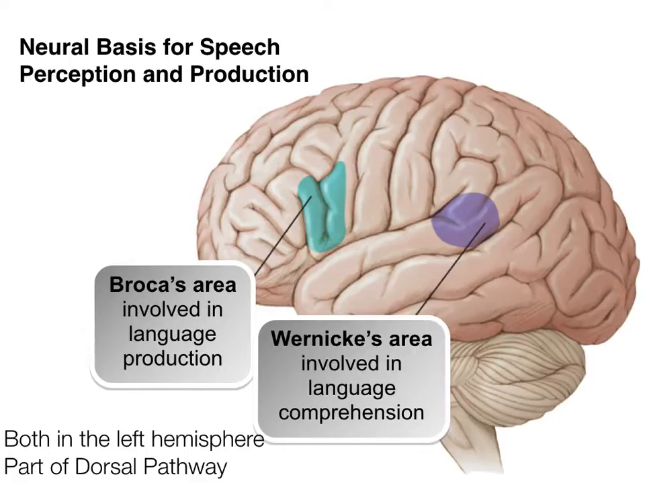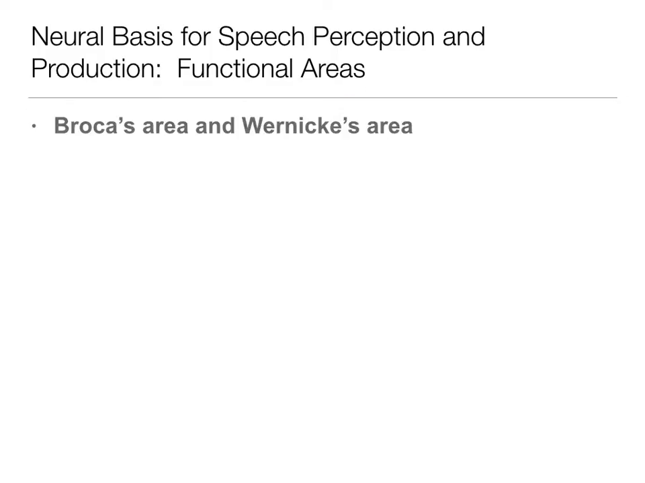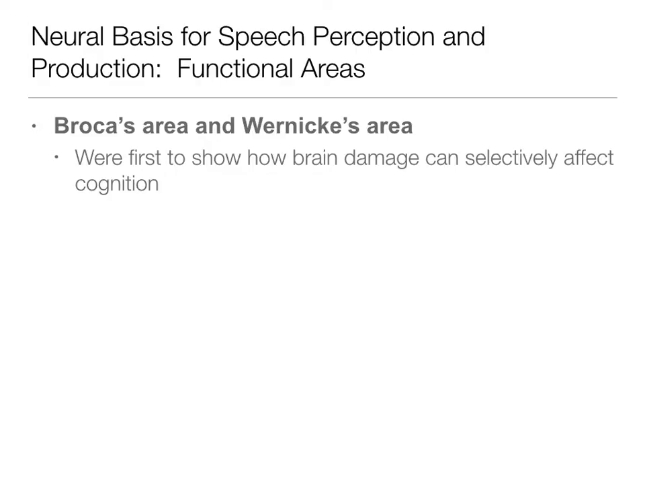We'll see that Broca's area is mostly involved in production, whereas Wernicke's area is largely involved in comprehension. And we'll see that when there's damage to these areas, we get different kinds of loss of function. So again, Broca's area and Wernicke's area are really important, and we've been learning about these since intro psychology, because these were some of the first areas to show us how brain damage can really selectively affect cognition.